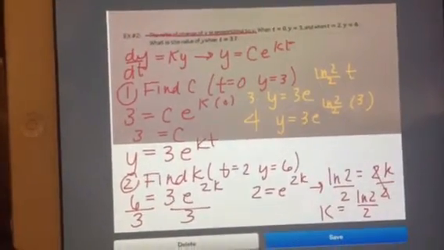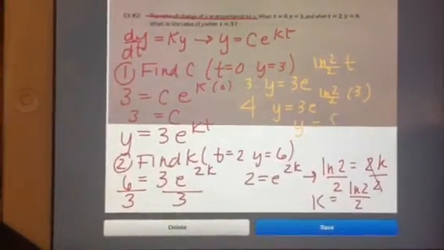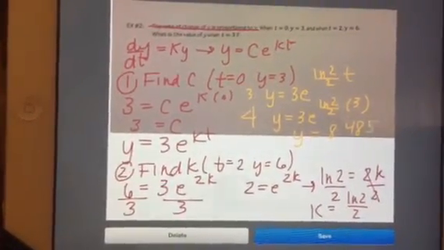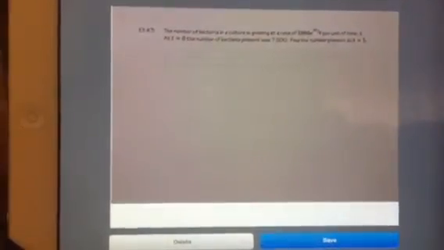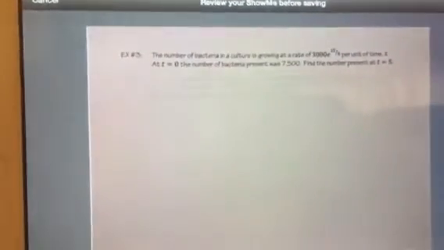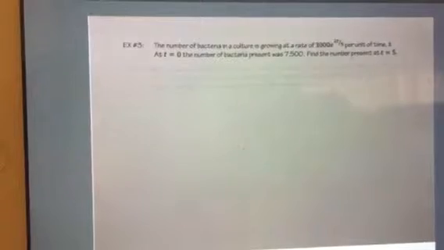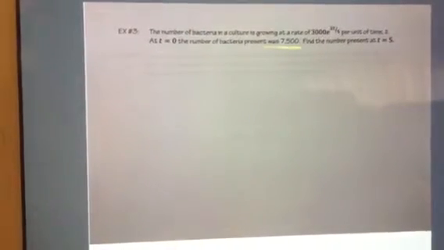At this point, you would substitute this into the calculator, which would give you an approximate value of 8.48595. Let's look at another example. The number of bacteria in a culture is growing at a rate of 3,000 e to the 2t divided by 5 per unit of time t. At t equal to 0, the number of bacteria present was 7,500. That's going to be important.